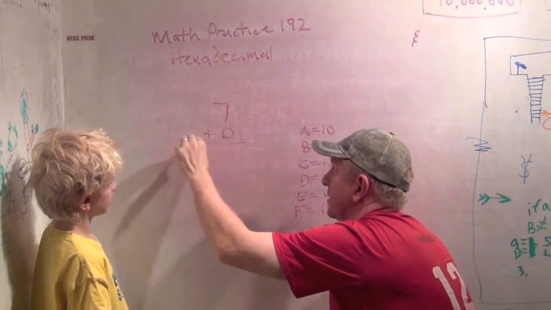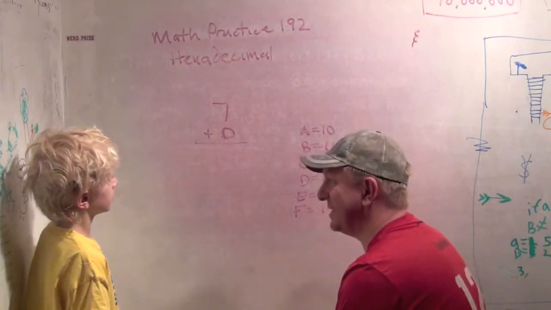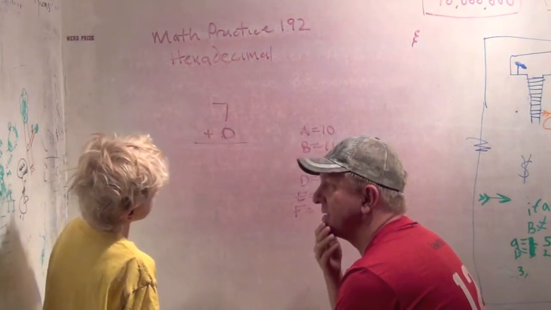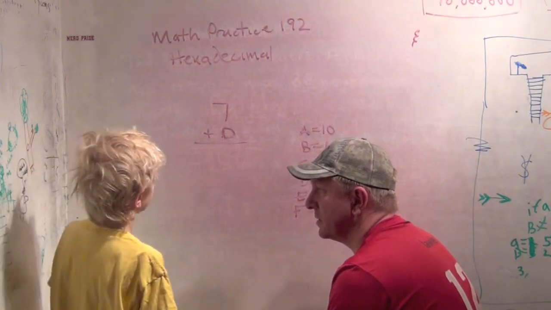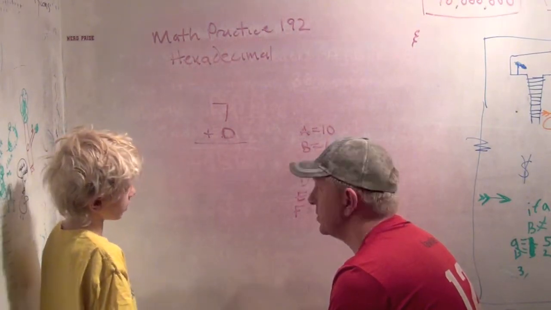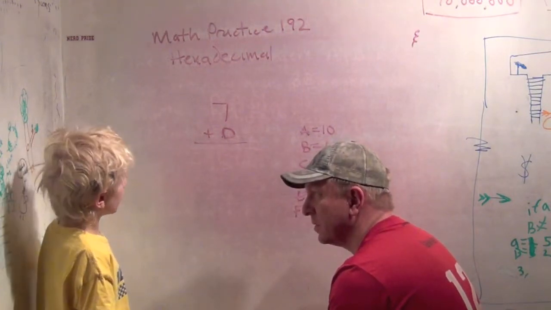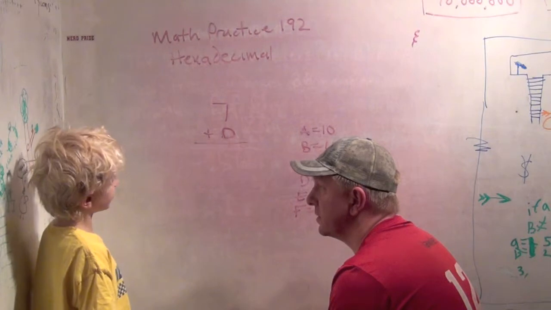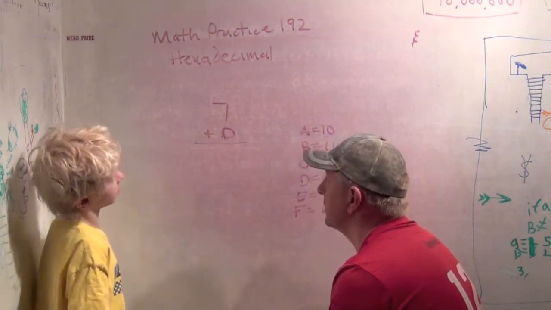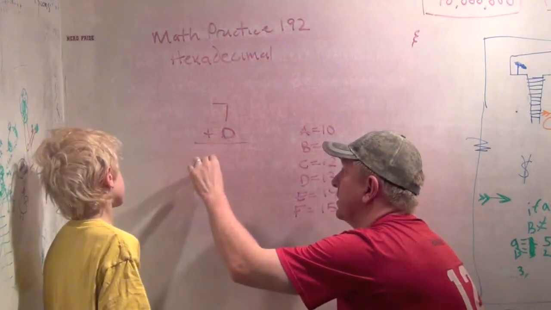How about 7 plus D? Hey, what is 7 plus D? So D is 13. And 13 plus 7 should equal 20. But how are we going to make a 20 in base 16? Well, the problem we just did and the problem we're doing now equal exactly alike, so we can do 1, 4 again. 1, 4, okay. So you remembered.